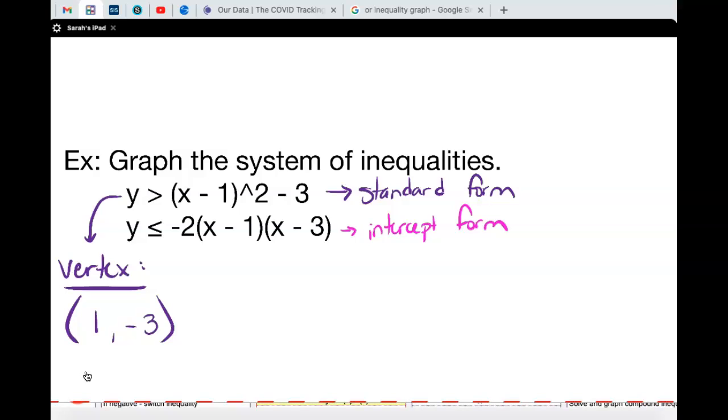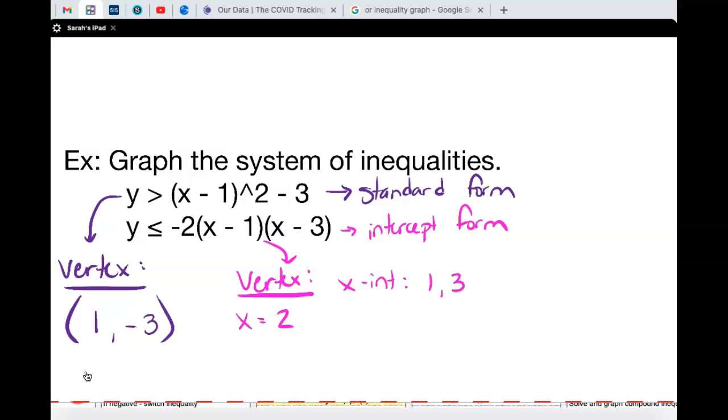Also, what about the vertex for my intercept form? It's the midpoint of p and q. So -2, positive 2. Right, so the x-intercepts would be 1 and 3, and in between 1 and 3 is 2.